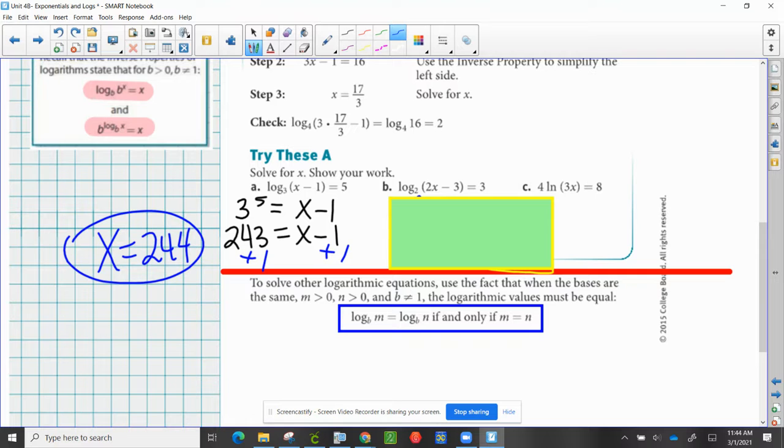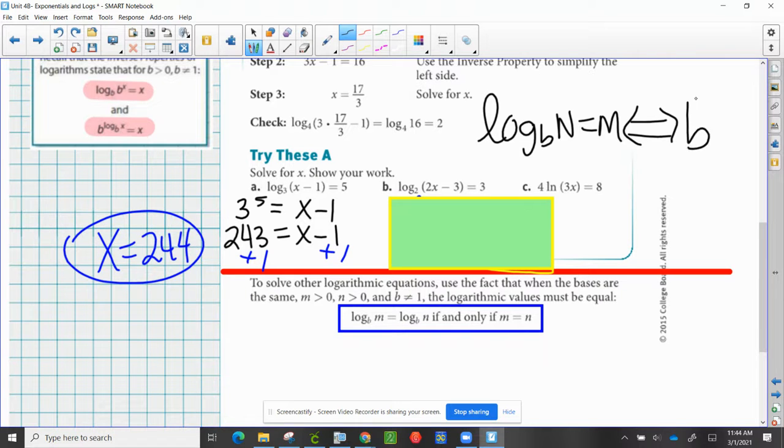So all you're going to do is take your log expression, rewrite it. Remember, if we have log base b of n equals m, we can rewrite that as our base to the m power equal to n. Okay, so you rewrite it as an exponential because that's the inverse of a log, and then just solve what's left. So I'm going to have you guys actually try b. You're going to rewrite this as 2 to the 3rd power is equal to 2x minus 3, and then simplify everything after that. So go ahead and try b. Do it exactly as I did problem A.